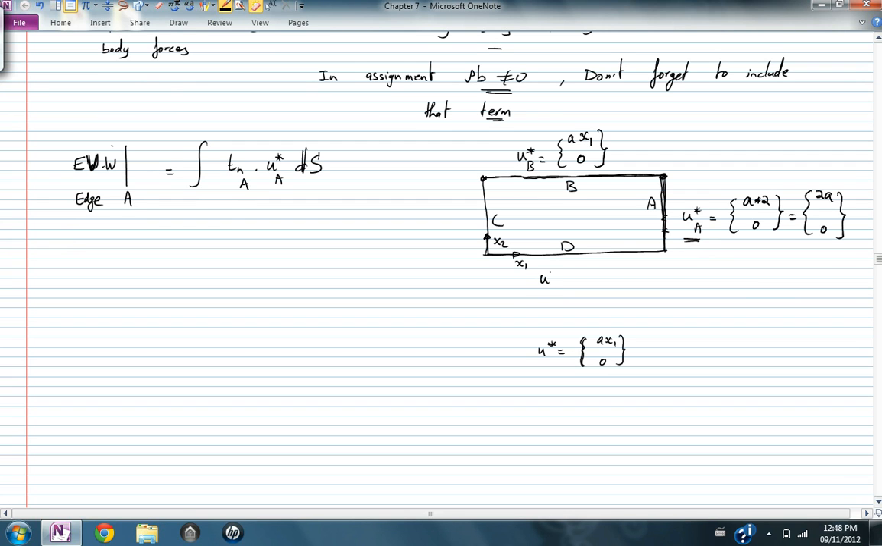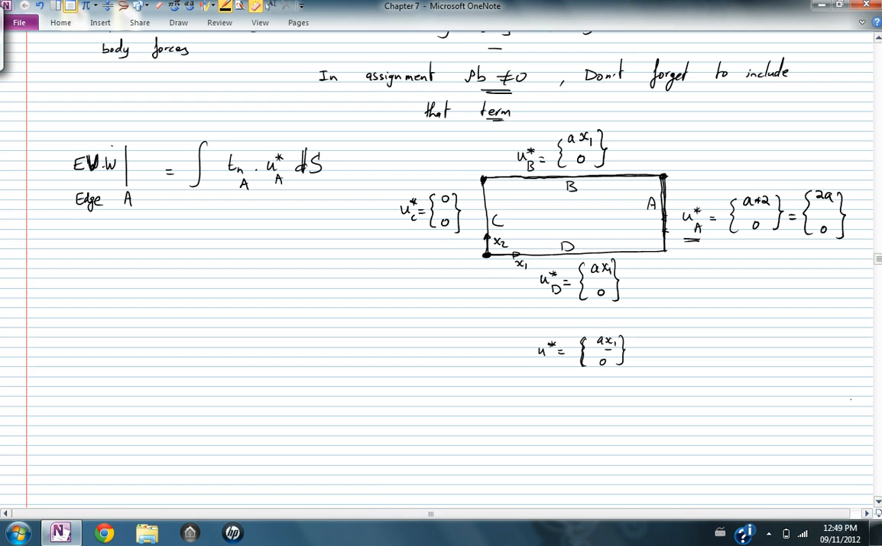And u star d will be the same, ax1, 0. And u star c will be equal to 0, 0, because x1 on C is always equal to 0.